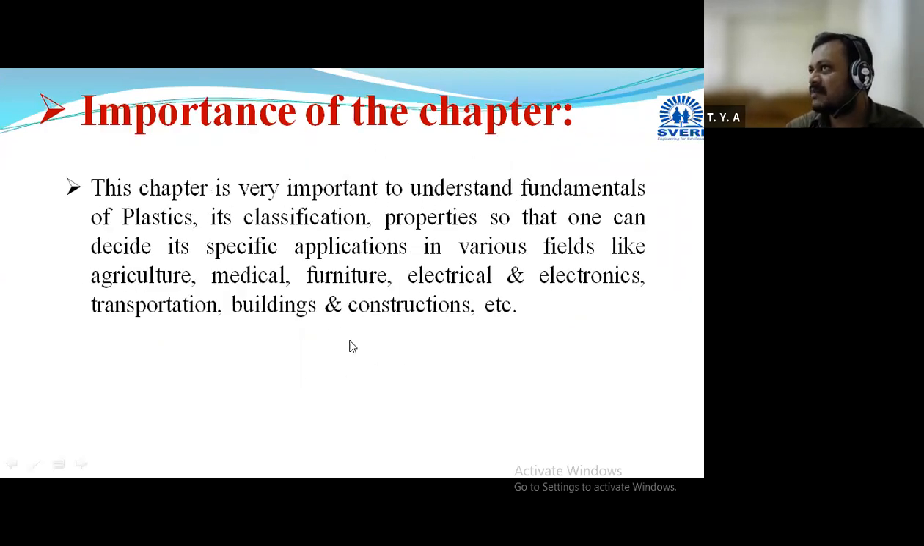Then what is the importance of this chapter? After understanding the basic concept of plastic material, then its property and how they are formed, then and then only I will be able to decide its application. For understanding the application of a particular material, first you should learn the basics of that material. In that, we are going to discuss the concept, then its properties, classification, and after studying this, then and only then I can decide the application. That's why this chapter is very important, and it is added in your syllabus.